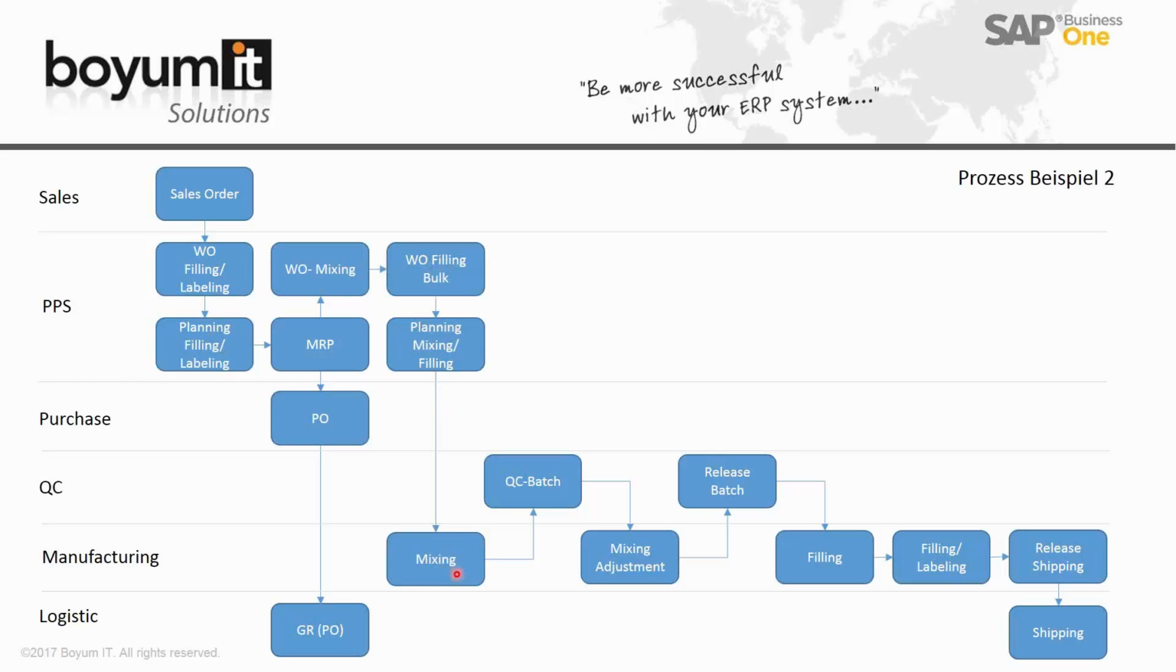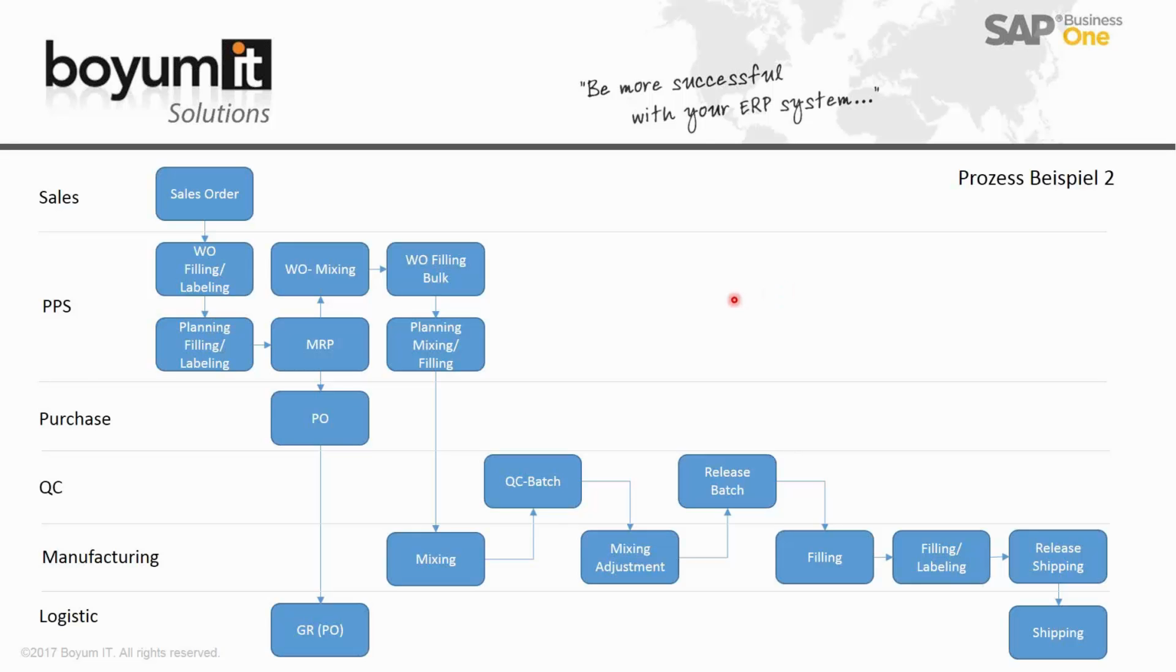We start the mixing, have maybe also here the quality control, the release of the batch, and then later comes the filling and the labeling and the release of the shipping at the end. This is simply a little bit of a different process on a different item structure.